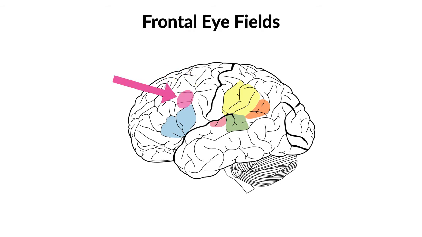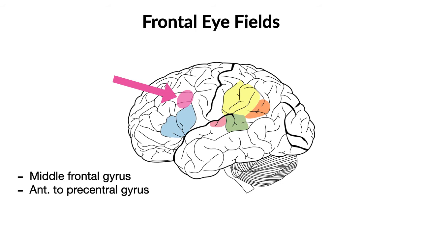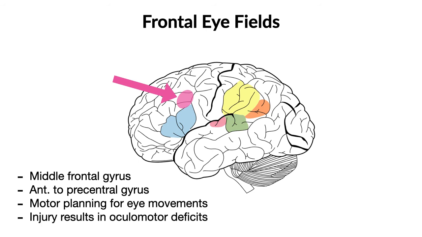Okay, so the frontal eye fields, as we said, are in the middle frontal gyrus, again maybe inferior to Exner's area. They're anterior to the pre-central gyrus also, and it's for motor planning for eye movements, and an injury within the frontal eye fields will result in ocular motor deficits. In other words, you have problems with moving your eyes in a coordinated manner. You'll still be able to move your eyes, but you won't be able to do it in a coordinated manner, which will severely impact your reading ability and writing ability too, actually.